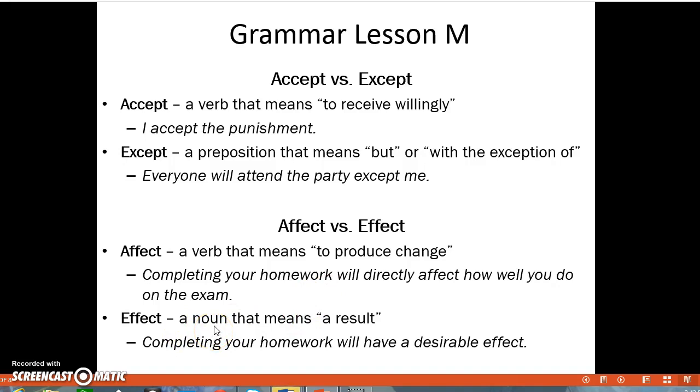So effect with an E is used as a noun, and it means a result. So completing your homework will have a desirable effect. You will like the result. And again, it's a true story. Students that do their homework do better on tests, and they have higher grades.